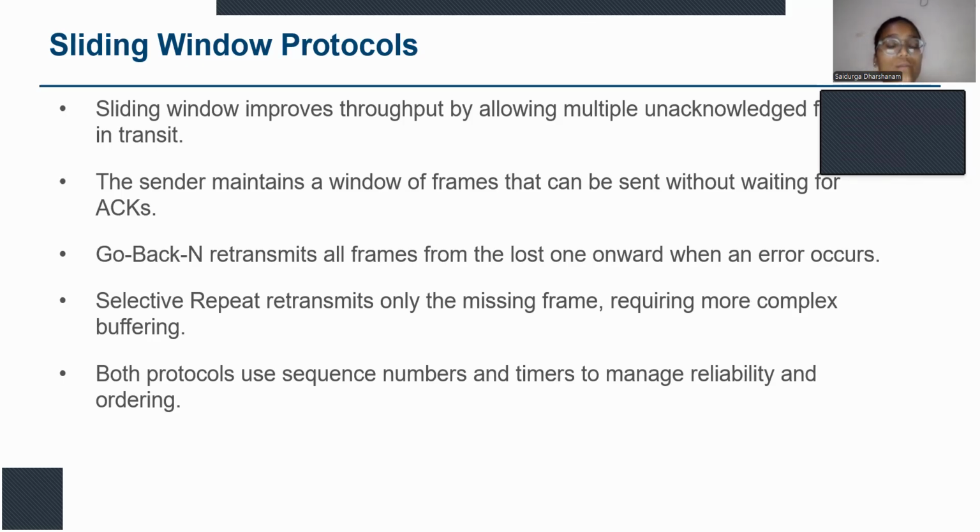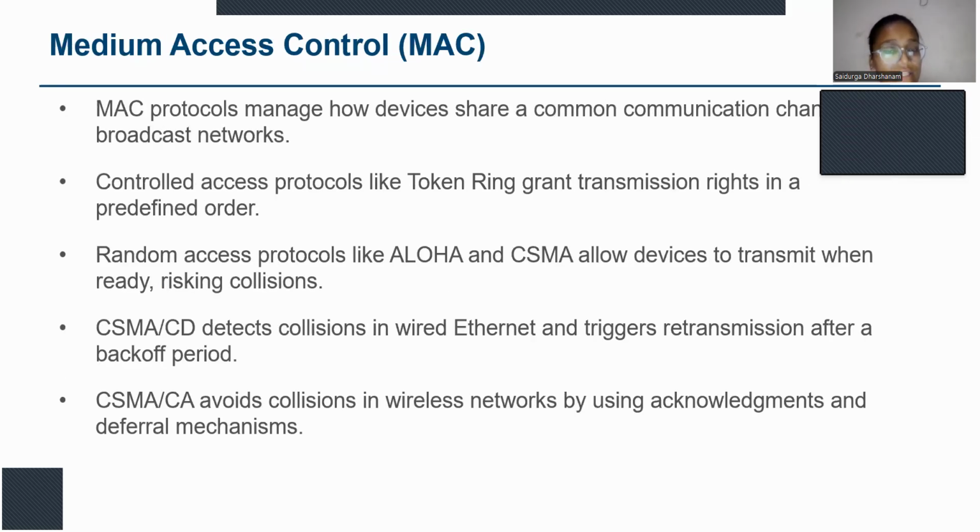These are the sliding window protocols of the link layer, which improve throughput by allowing multiple frames in transit. The sender maintains a window of frames, and selective repeat retransmits only the missing frame. Both protocols use sequence numbers and timers to manage reliability and ordering. Next, medium access control, the MAC.